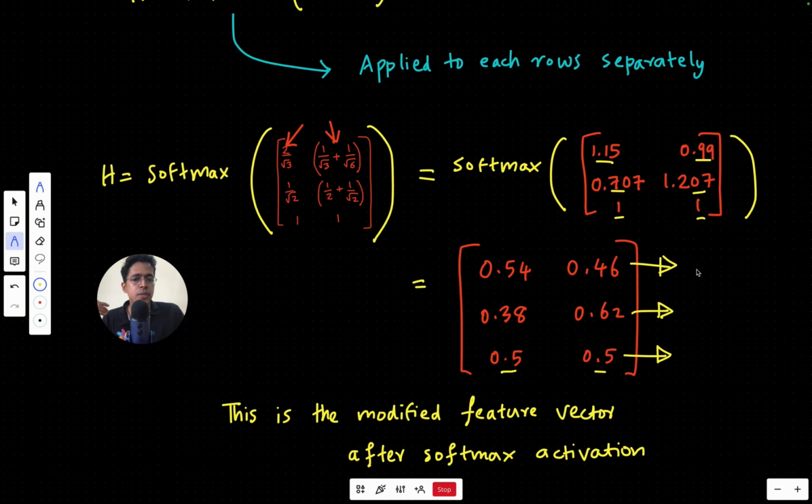If you sum these two, you get 1. If you sum these two, you get 1. If you sum these two, you get 1. So this is the modified feature vector after softmax activation.